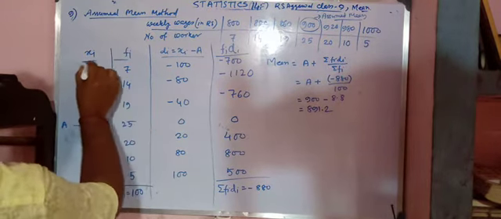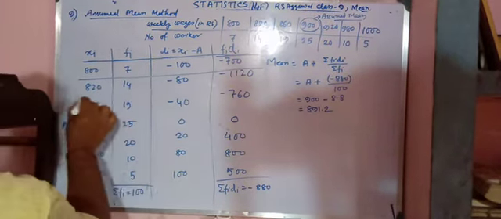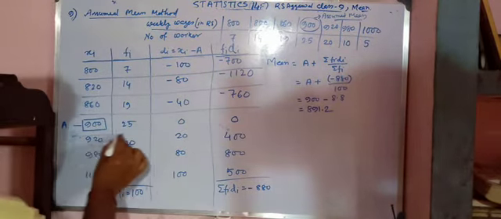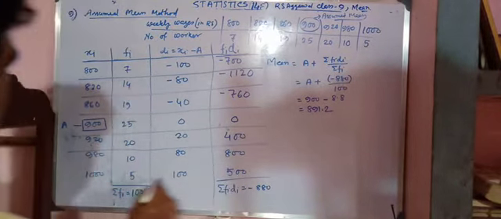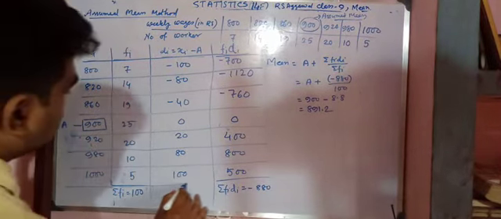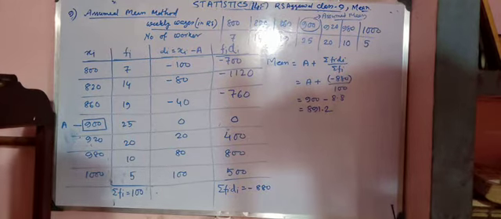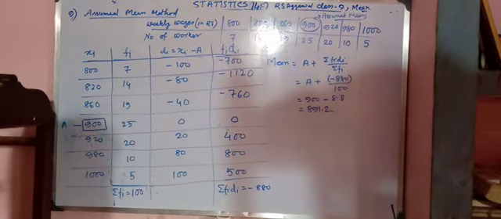If you have any problem, then you have to underline it. So this is my required table, and this is my required mean, 891.2, using the assumed mean method. I hope you understand. I have already discussed the assumed mean method. Now I am solving one question from exercise 14F.